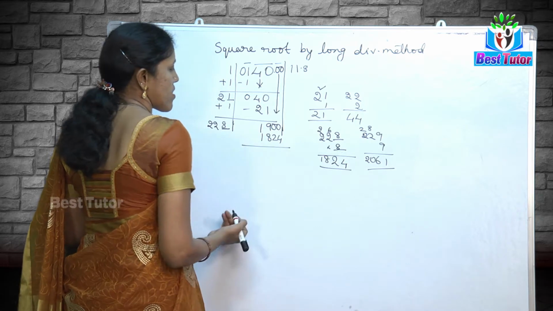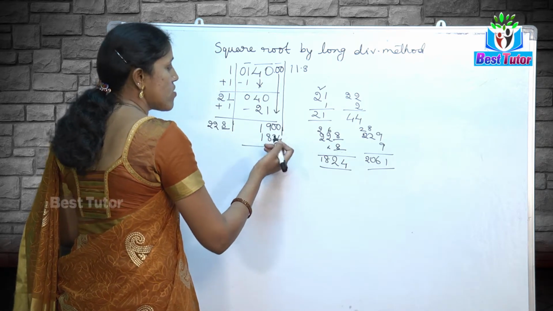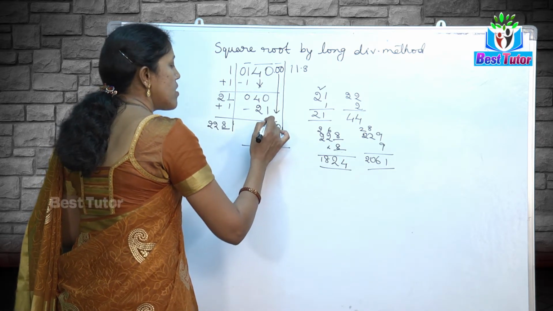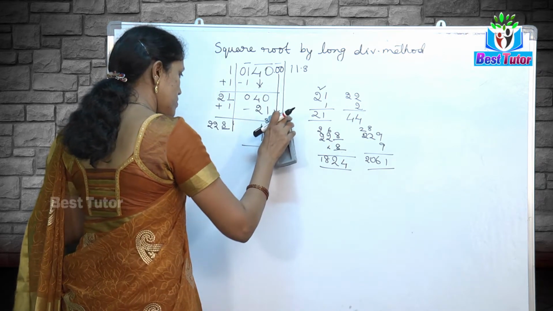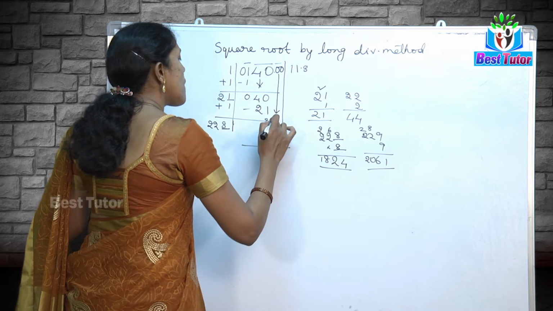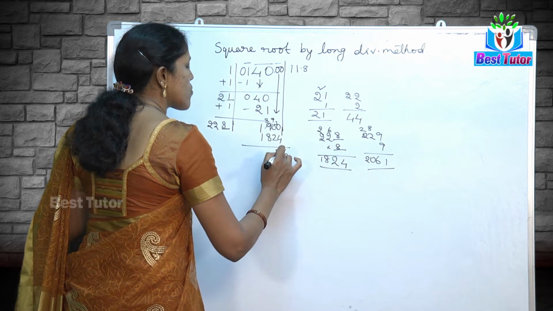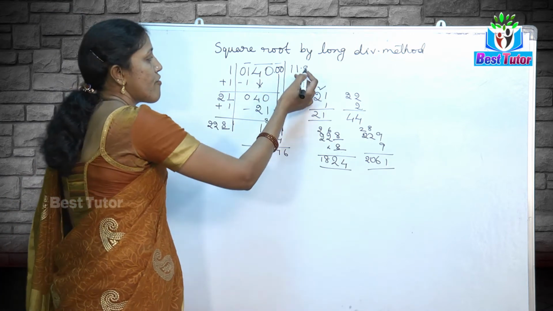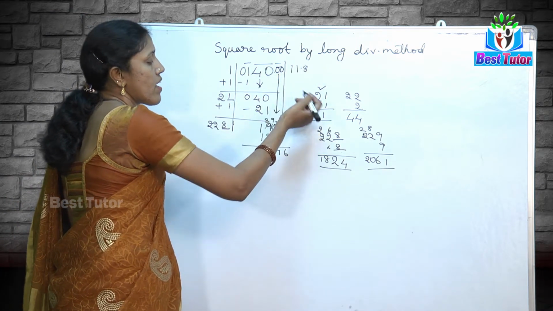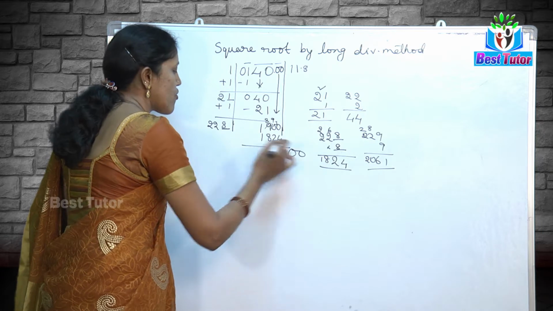Now again subtract. 1900 minus 1824. It's going to be carrying over. 10 minus 4 is 6, 9 minus 2 is 7. So we get 76. So this procedure continues. Every time you have a decimal point over there, we can bring down a pair of zeros.